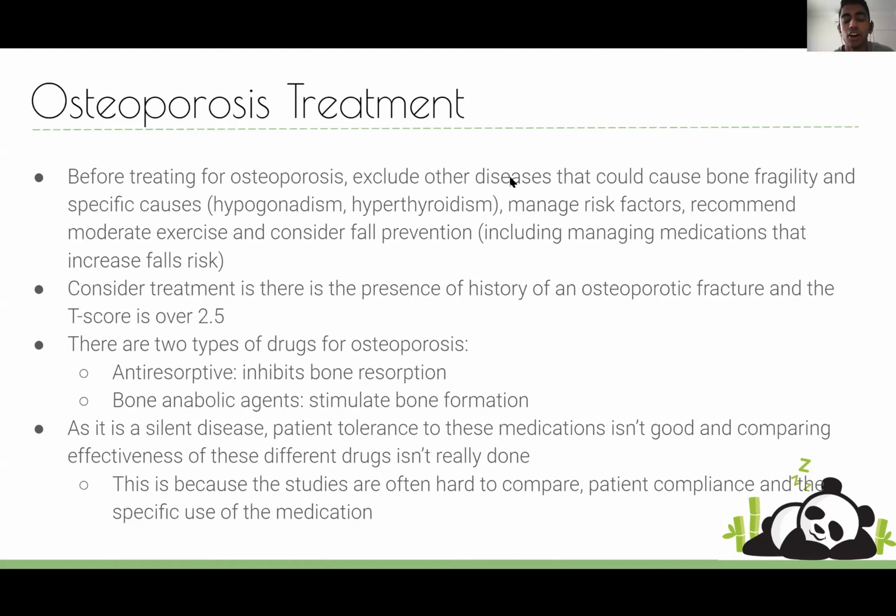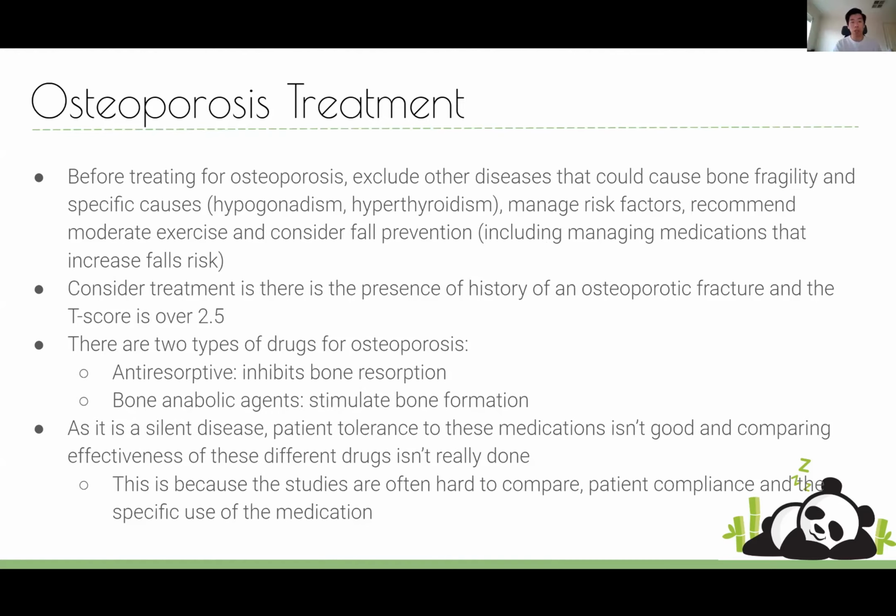Minimal trauma fractures are often diagnostic of osteoporosis. If you suddenly fall over and break your wrist, it's a bit weird, and we get suspicious.